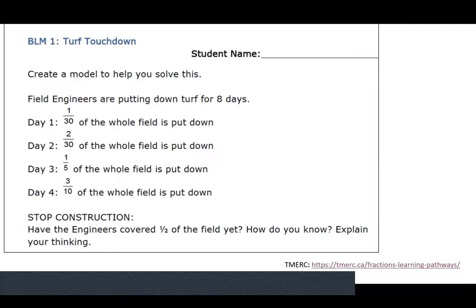So for day 1, they put 1/30 of it. Day 2, they put 2/30 of it. So what are you going to have to do? How will you know what 1/30 is? And then they have examples where the students actually divide the field initially into 30 pieces, and then they do 1/5. So we're looking at equivalent fractions as well. And then at the end, we're going to have to add, because it says here, after day 4, have the engineers covered half of the field, or 1/2 of the field yet? So they're going to have to do some addition.